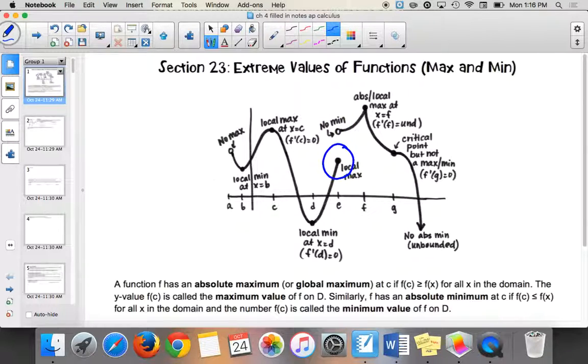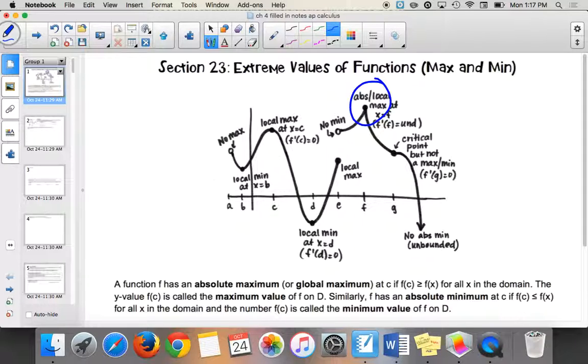This would be a local max because if I draw a circle around it, it's the highest point in that general area. So what do we think the difference between local and absolute? What's the absolute highest point on the graph? Yeah, the highest it will ever go. So this is the highest point on the whole graph. So it's both an absolute and a local maximum because of that. There is no absolute minimum though.